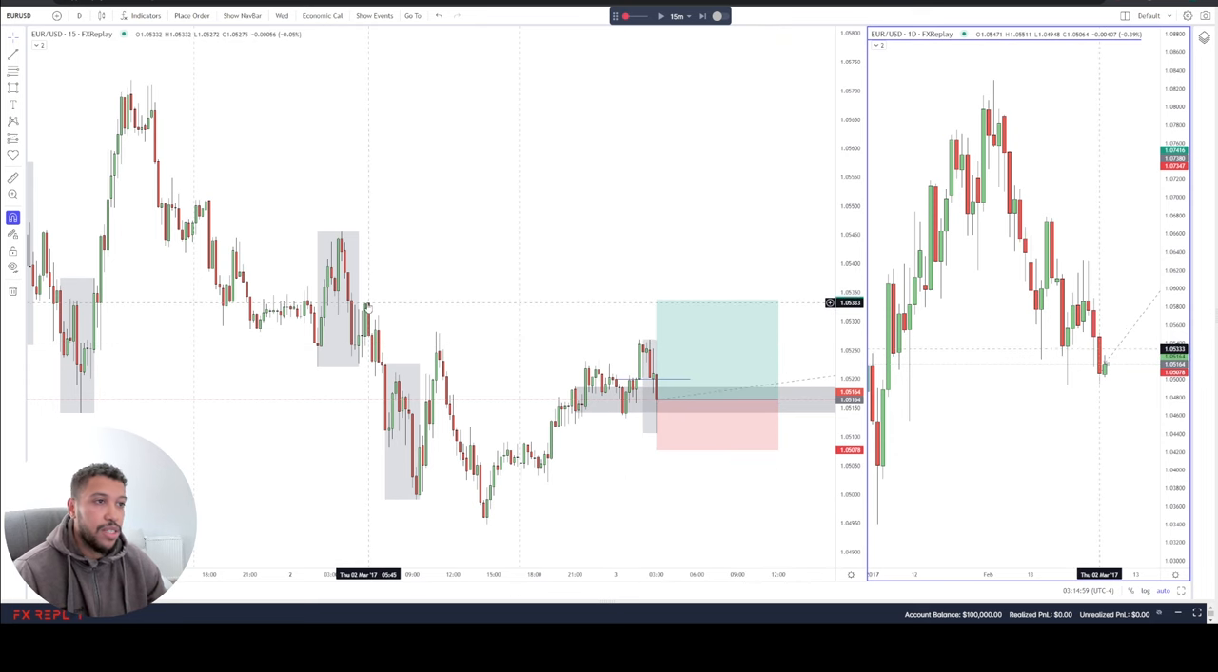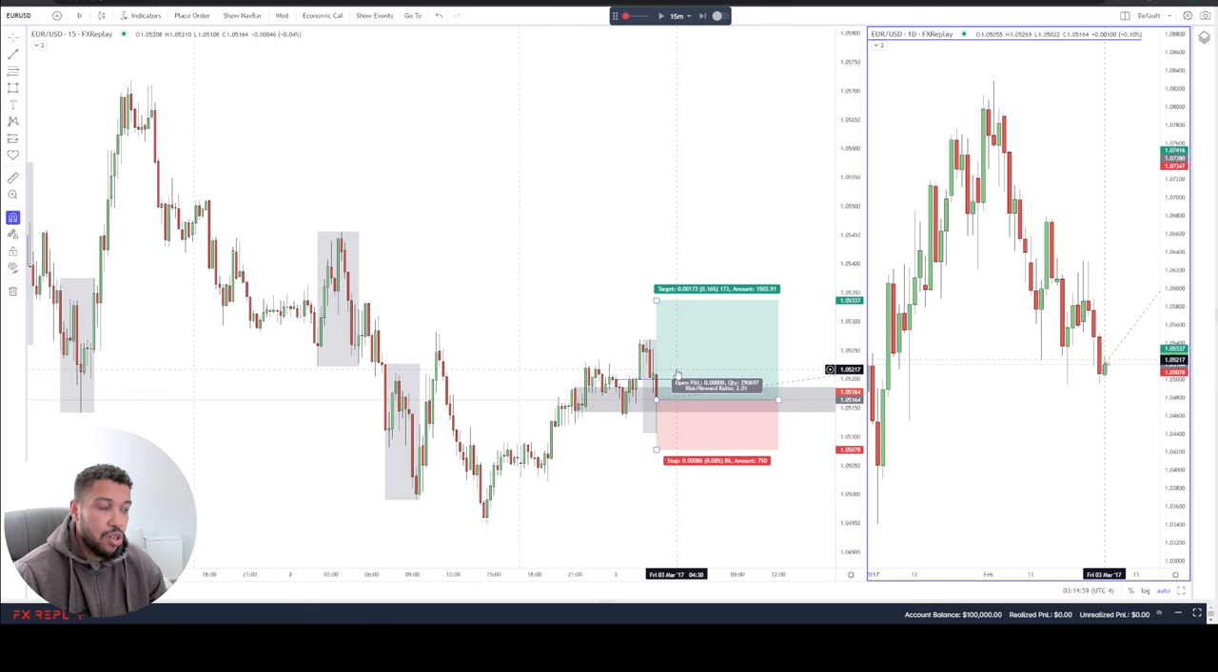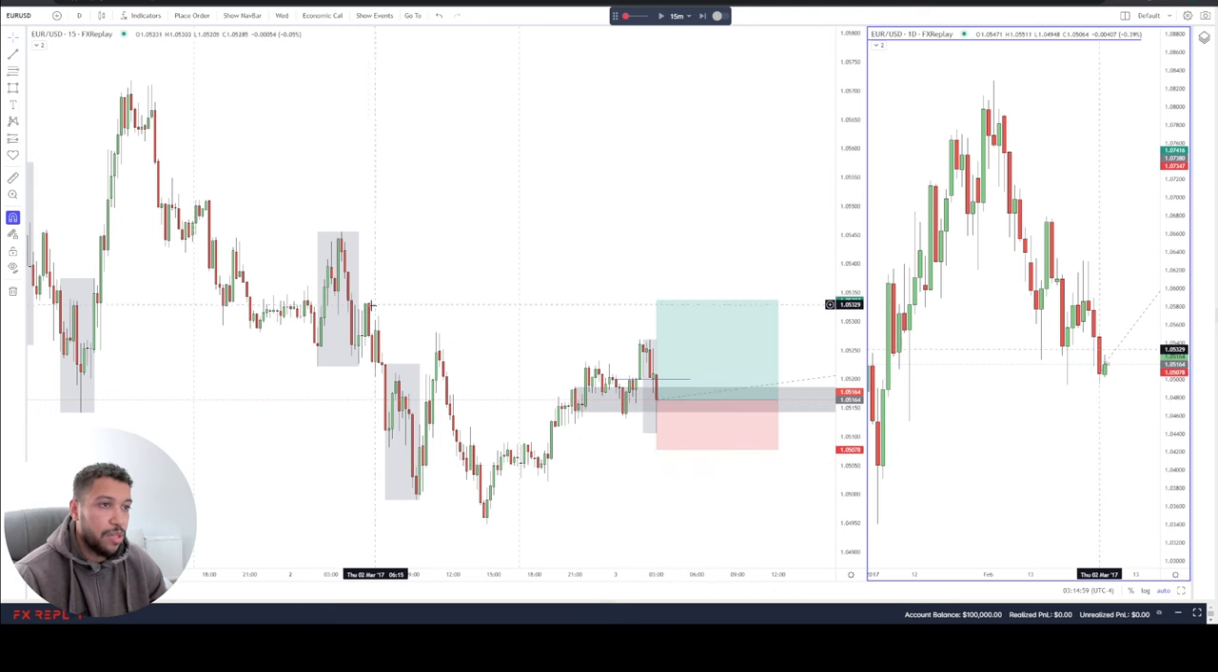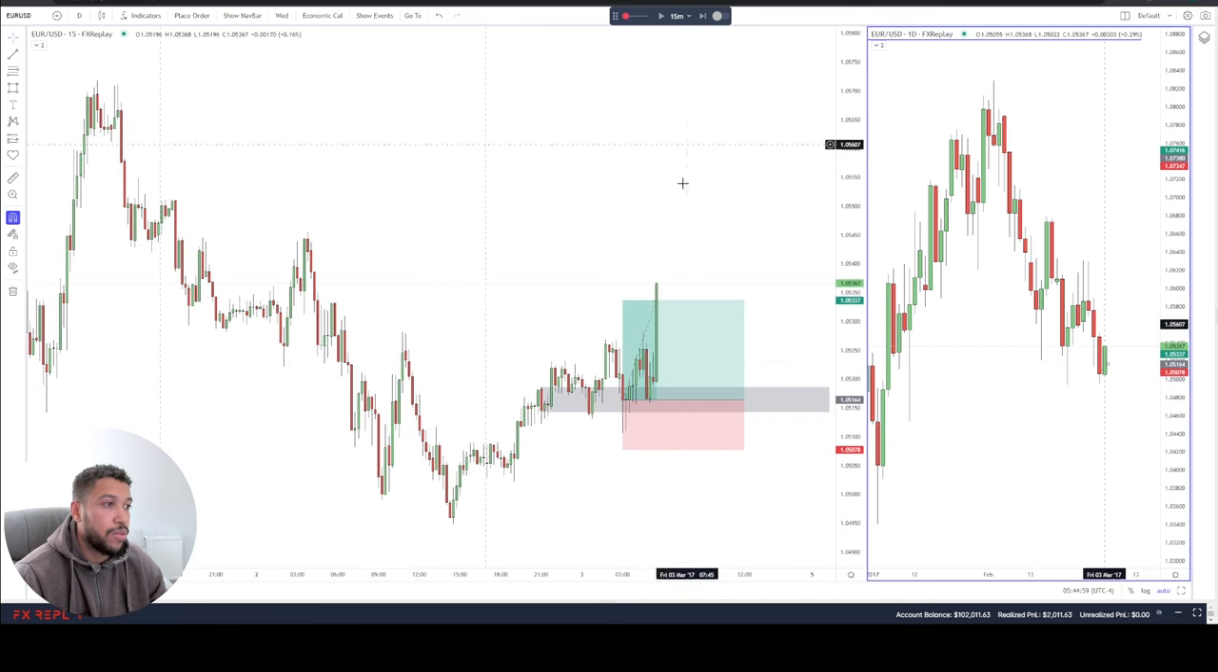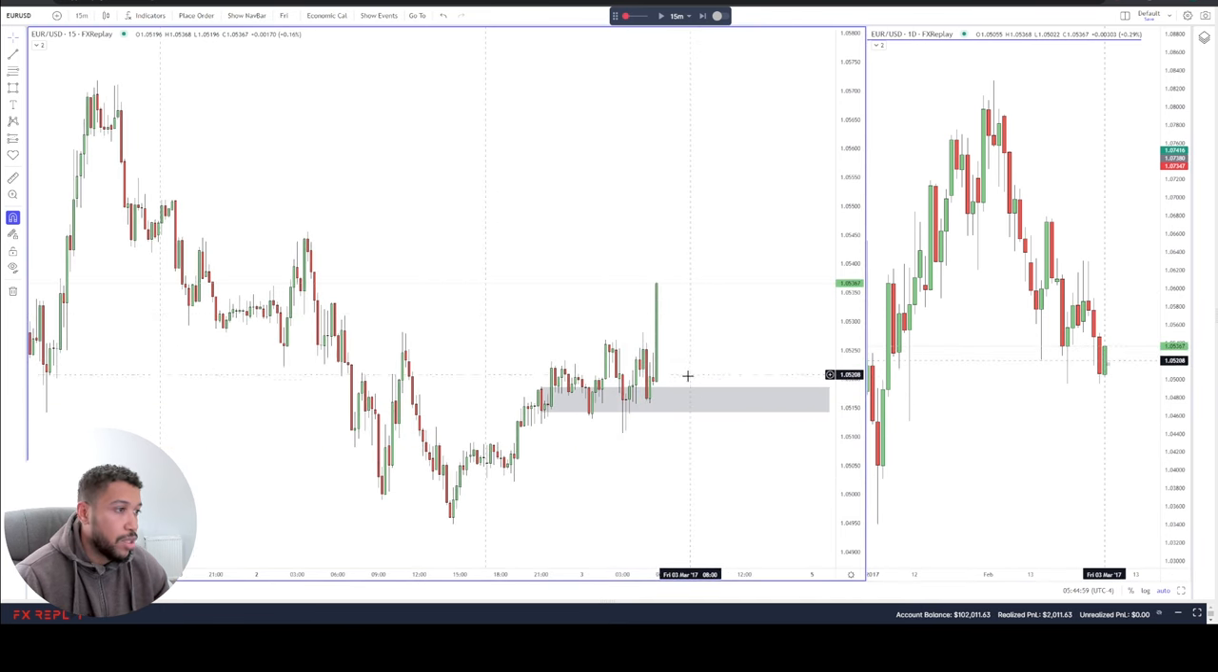Now what that means is that I could potentially be wrong on the direction. Price can come up here, fail, and go down, and I could still potentially have a successful trade. Okay, so I'm only going to go for a 1-2, and I'm targeting this high here. So let's place the order. First trade successful.